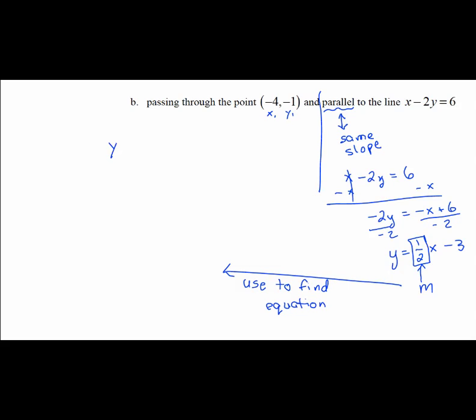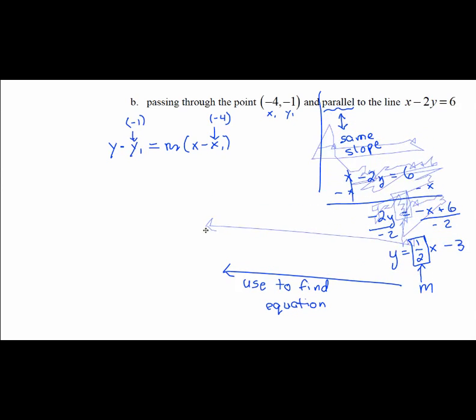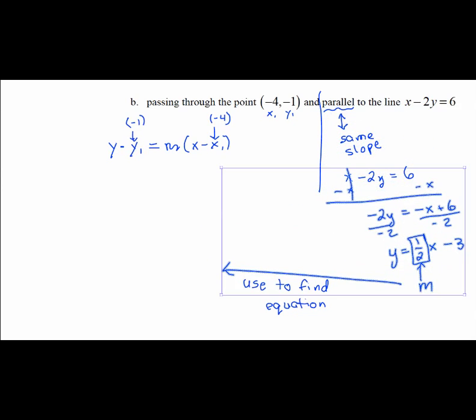Okay, so again using the point slope form of a line, y minus y1 equals m times x minus x1. I'm going to plug in negative 4 for my x1, negative 1 for my y1, and 1/2 for my m, so that I get y plus 1 equals 1/2 times x plus 4.